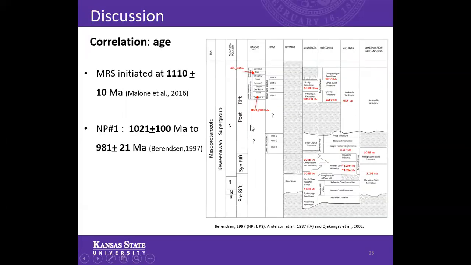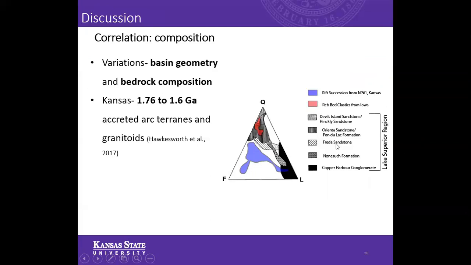Lastly, this study attempted to correlate between the rift fragments. For that, at first we used geochronological data, which suggests that the rift successions in Kansas are coeval with post-rift successions elsewhere. For the second part, we tried to compare the compositions of the Noel Porch 1 sediments, and we see that the sediment composition varies widely, which is pretty common in terms of differences in basin geometry and bedrock compositions in different areas.